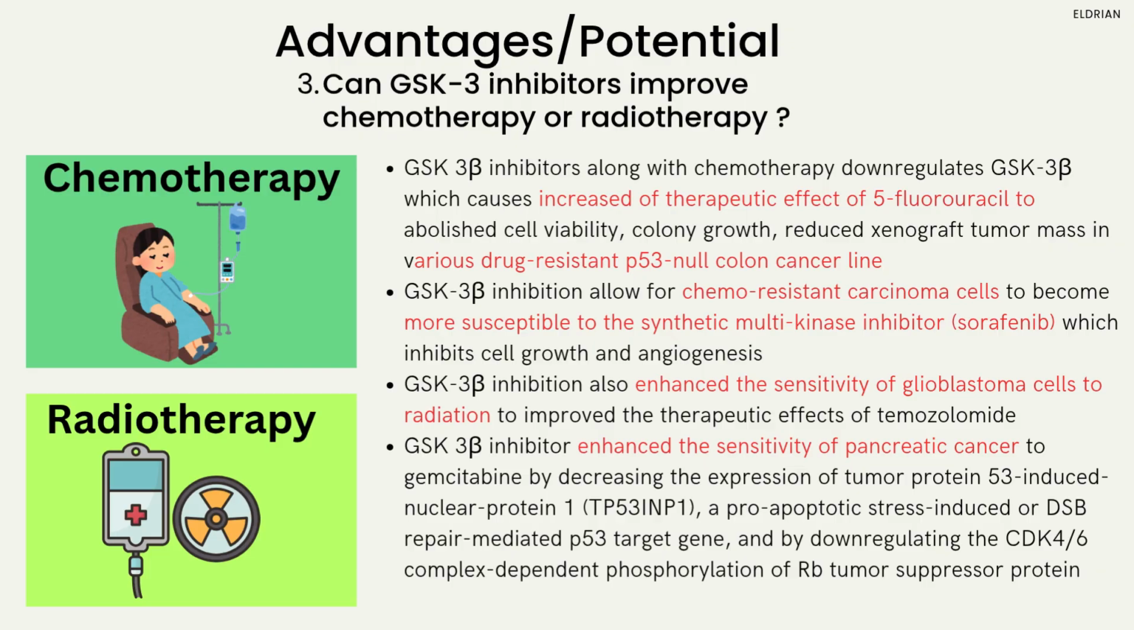GSK-3 beta inhibition also enhances the sensitivity of glioblastoma cells to radiation and improves the therapeutic effects of temozolomide. Finally, a GSK-3 beta inhibitor enhances the sensitivity of pancreatic cancer to gemcitabine by decreasing the expression of tumor protein 53-induced nuclear protein 1, or double-stranded repair-mediated P53 target gene, and by downregulating the CDK4/6 complex-dependent phosphorylation of the RB tumor suppressor protein.